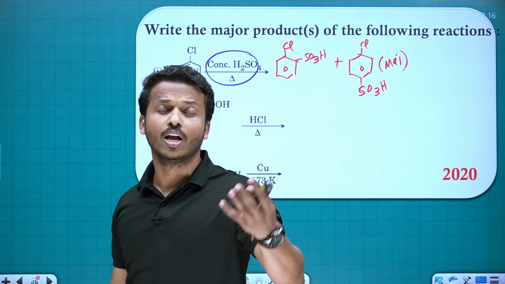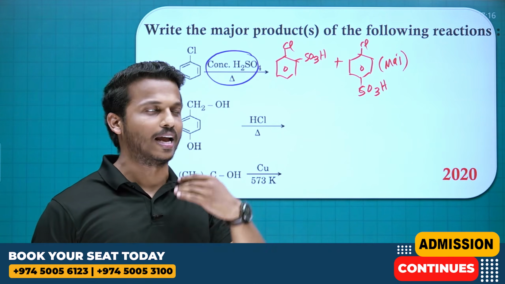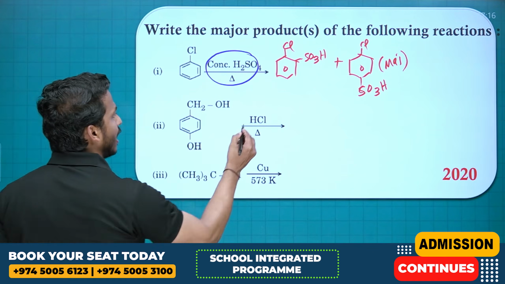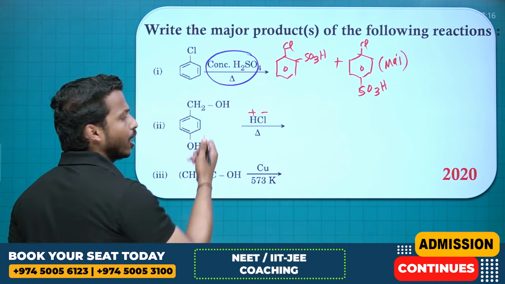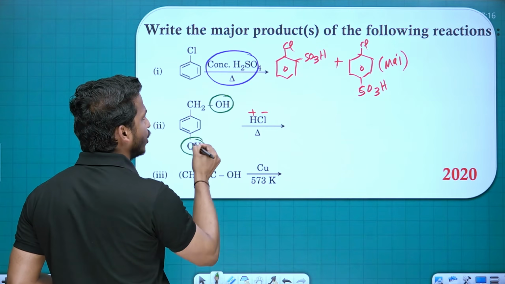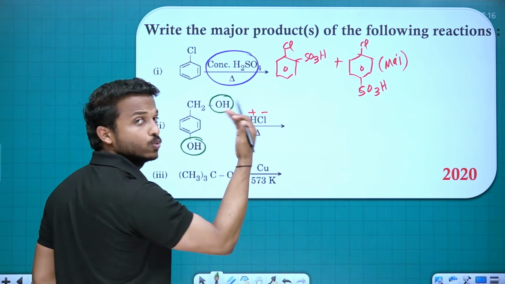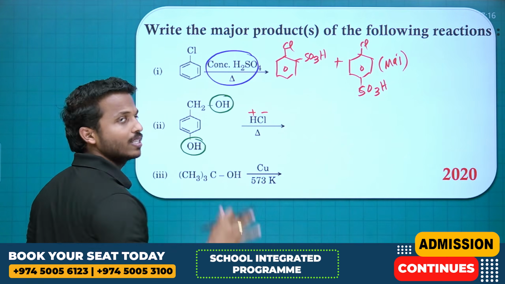What is this reaction? That is electrophilic substitution. You studied nitration, sulfonation, like that. That's the one. And what is this reaction? HCl is there, H plus and Cl minus. Alcohol is there. One of the OH groups will go with this H plus as water. So H plus and OH go, and then Cl minus comes to that.